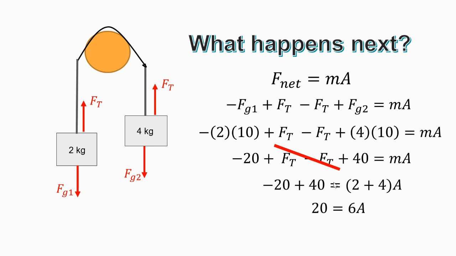Okay, so you would do just a little bit of algebra. You find that 20 equals 6 times a, and then divide by 6. That'd be 20 divided by 6, or 3.33.